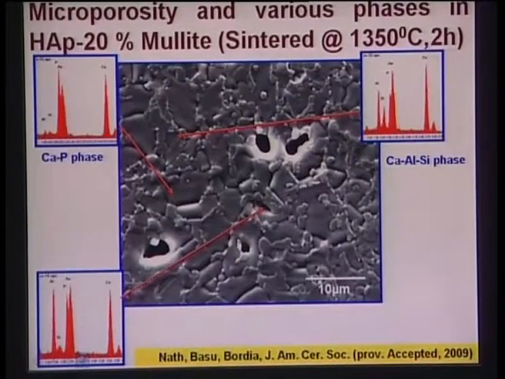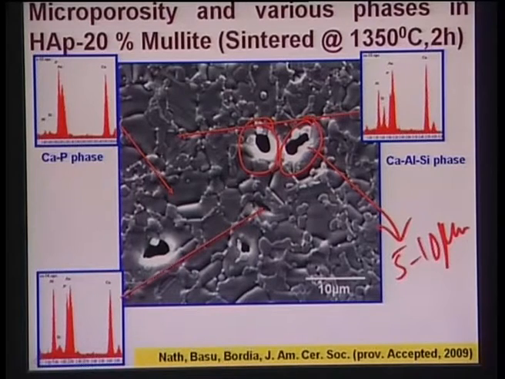Now, a typical SEM image essentially tells you that you have a microporosity in the structure, and this porosity is roughly 5 to 10 micron in size. Okay? And this microporosity is also associated with a certain grain boundary phase, and most likely it is this calcium aluminosilicate phase which is formed along this grain. So, this is your tricalcium phosphate or hydroxyapatite grains.